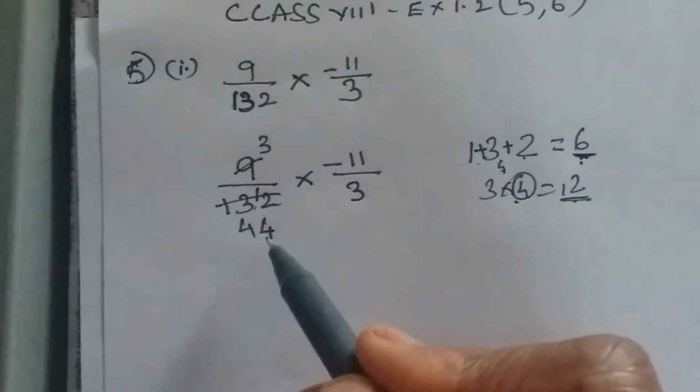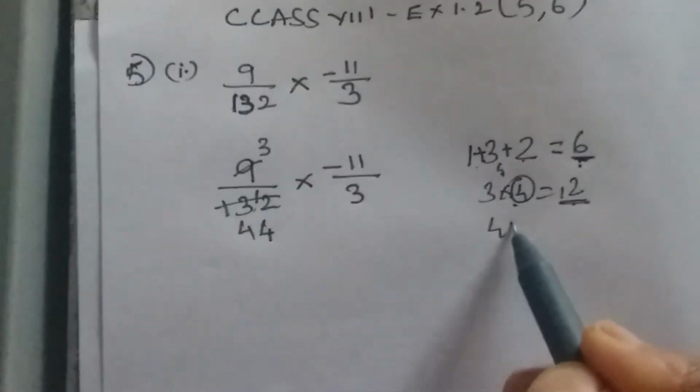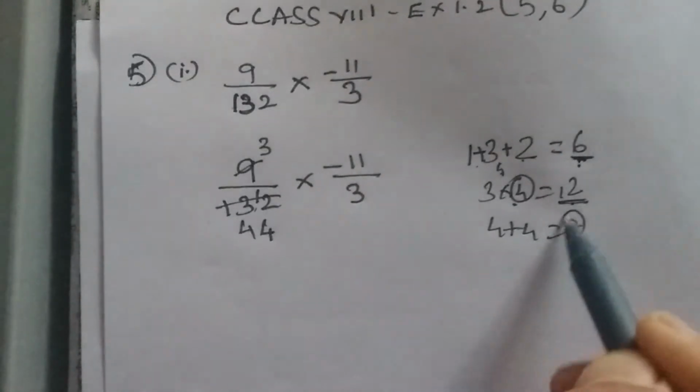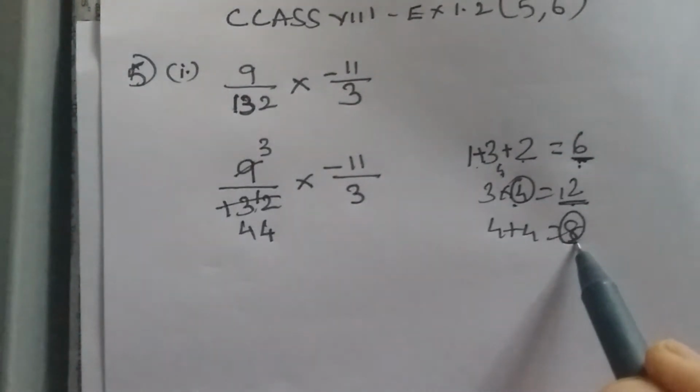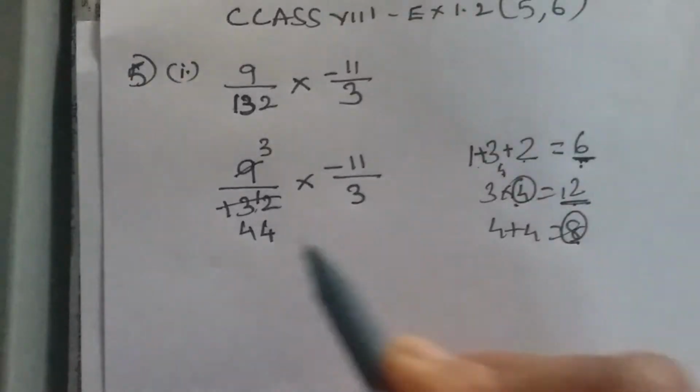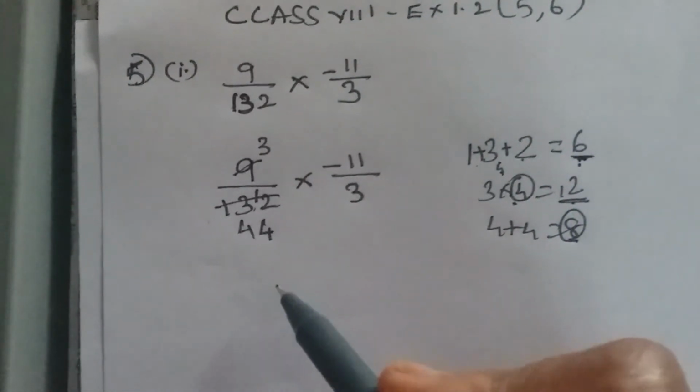Now 3 and 44, add them once again. 4 plus 4 is 8. Do you get 8 in the 3 table? 3 3s are 9 only, we don't have 8. So 44 is not divisible by 3.